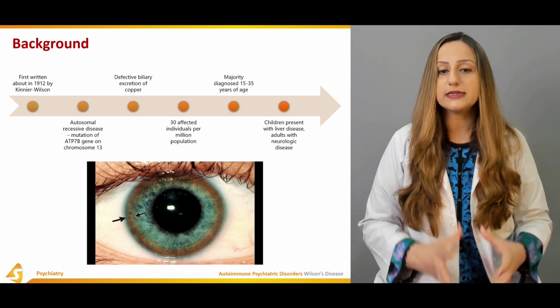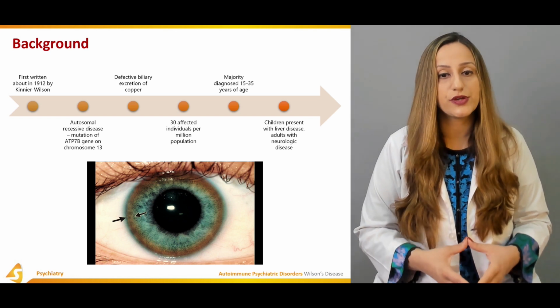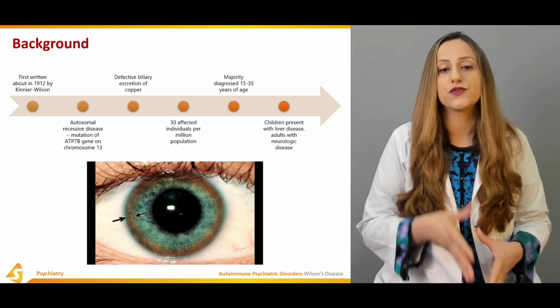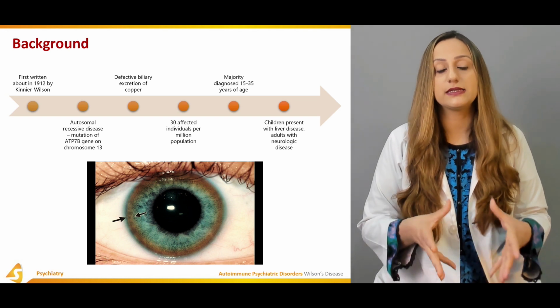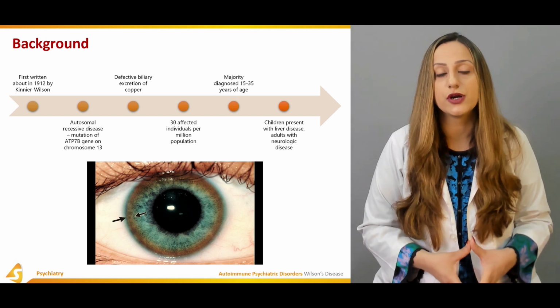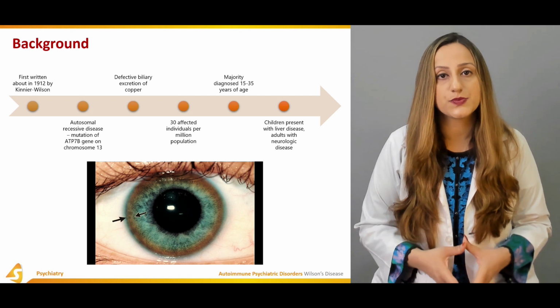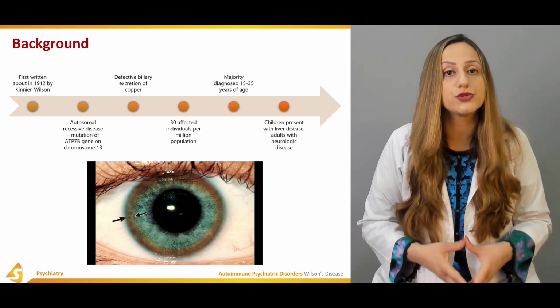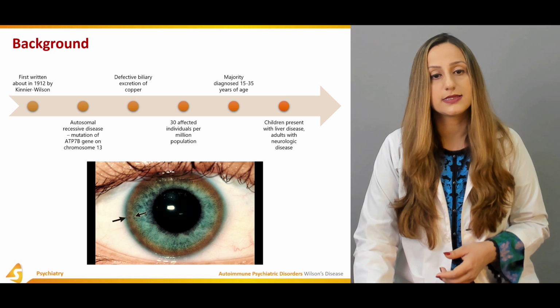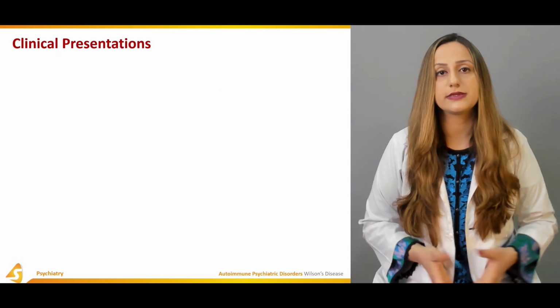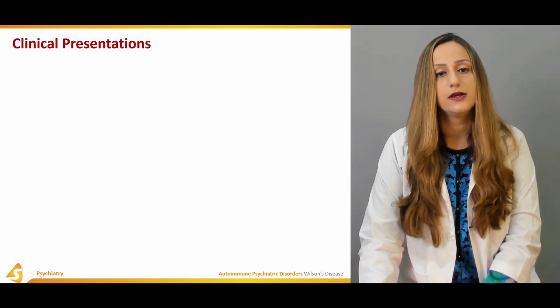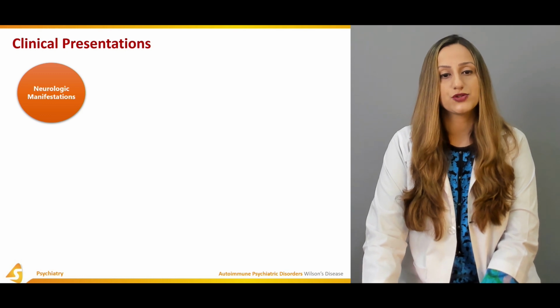So the mainstay or the underlying pathology over here is the defective biliary secretion of copper in these individuals, and it is due to the autosomal recessive disorder. And again, there is a genetic predisposition that makes the person more prone to the development of such diseases. And again, the external stresses are very important over here for the disease manifestations.